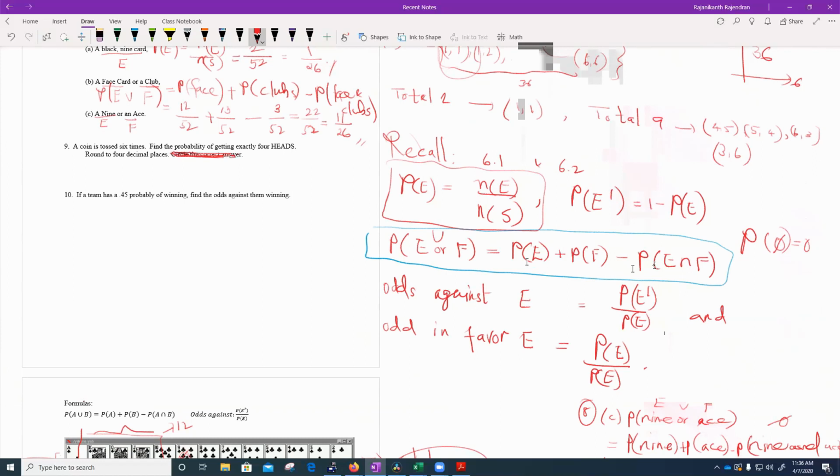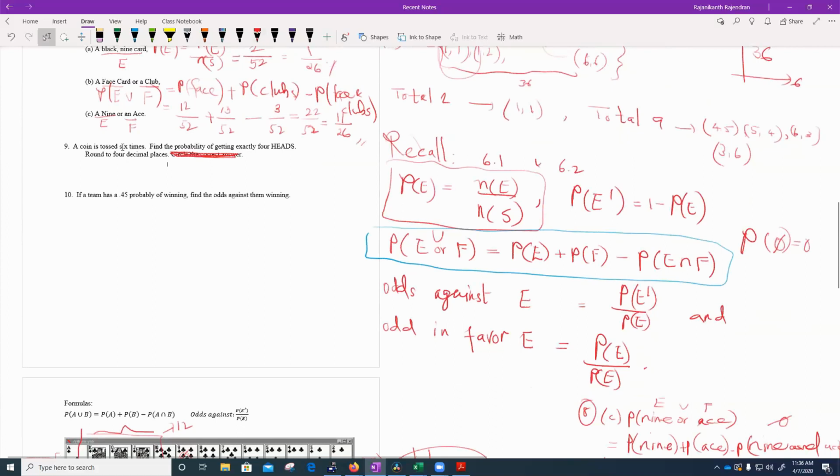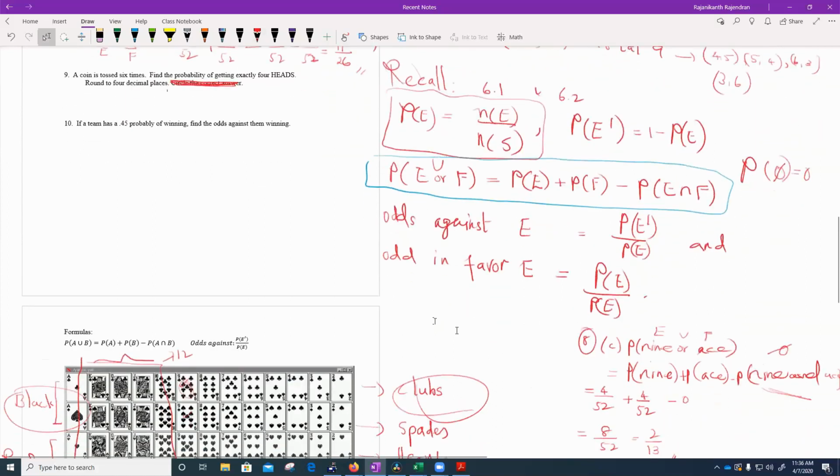A coin is tossed 6 times. Find the probability of getting exactly 4 heads. Oh, now you see, they are asking to round to 4 decimal places. A coin is tossed 6 times. Okay, so number 9.